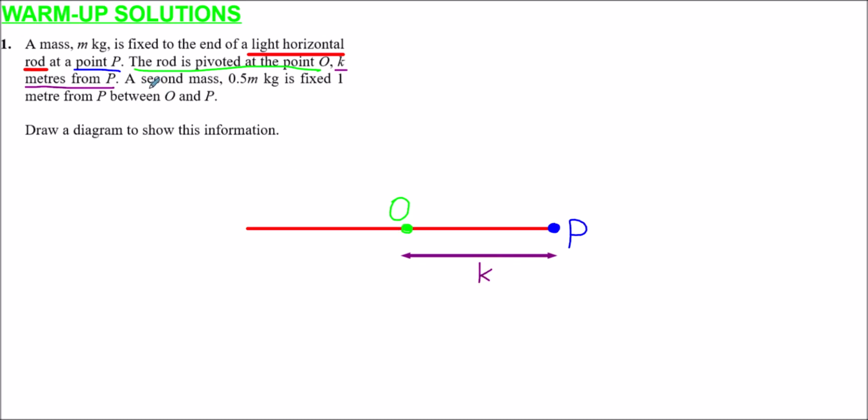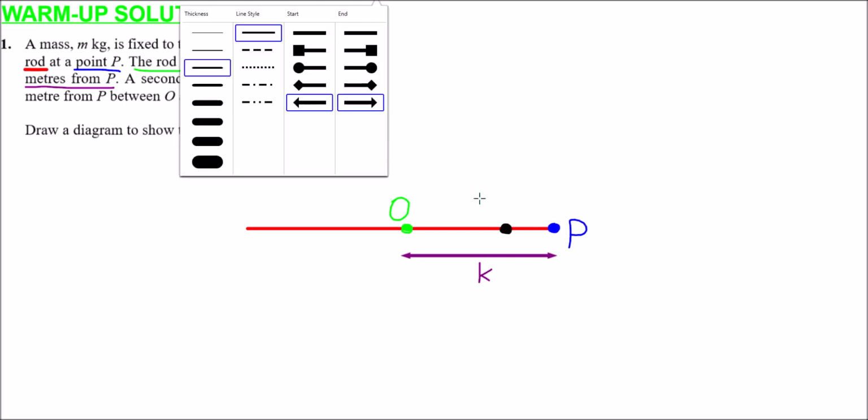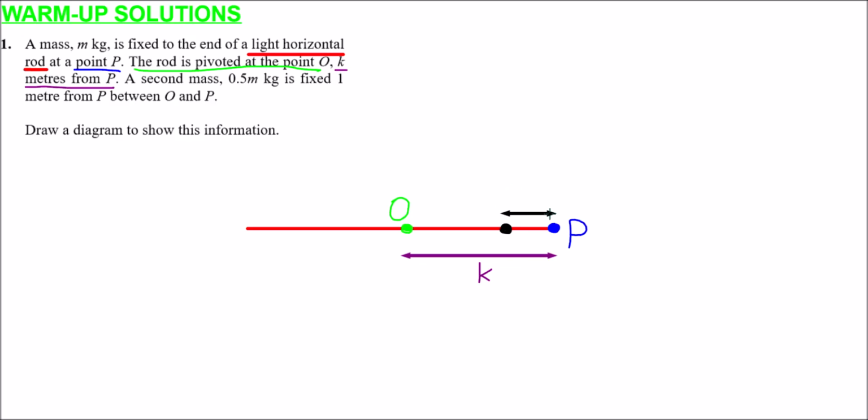We're also told that a second mass of 0.5 m is fixed 1 meter from P, and also this is between O and P. So let's add in the second mass, which I'll just put here. Now we're told that's 1 meter away from P, so I'll add in that it's 1 meter away with an illustration that that's 1 meter.